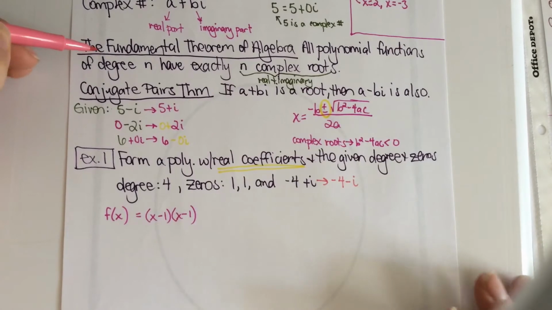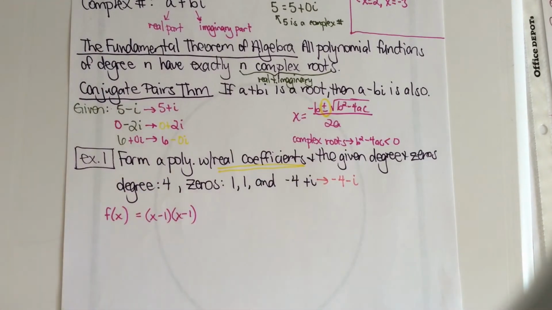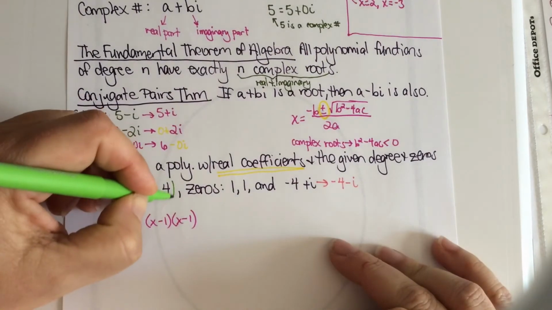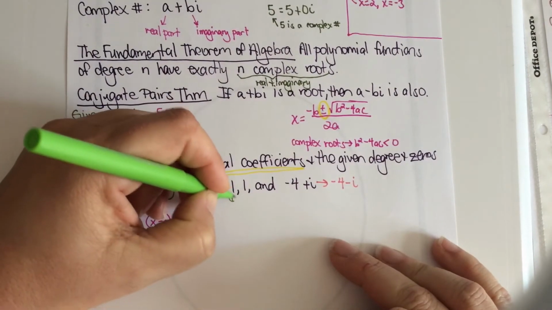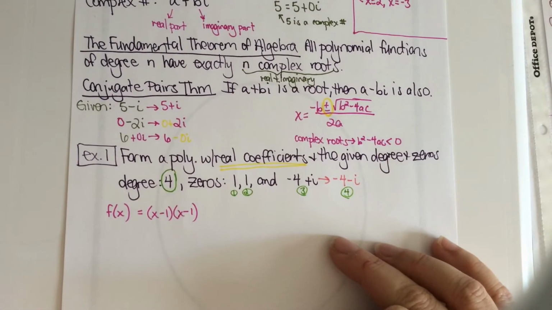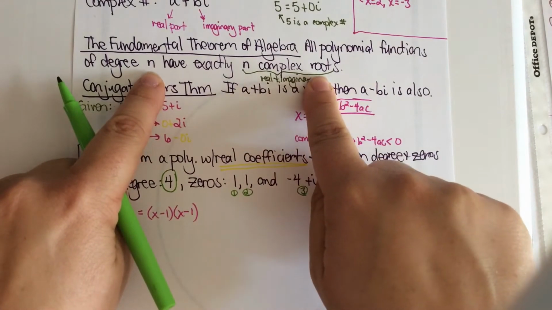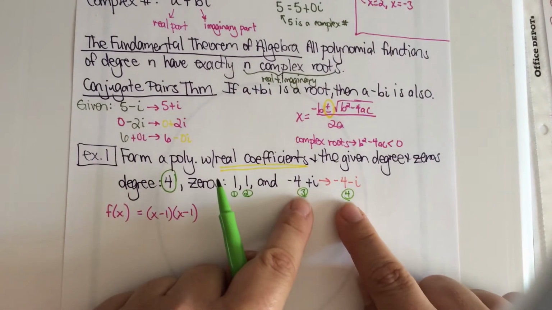This also shows me the fundamental theorem of algebra. This is degree, let me use a different color. Sure. This is degree 4, and I have 1, 2, 3, 4 solutions. Degree n, n solutions. All right, that should match. If you forget about this conjugate pairs theorem, everything's going to get messed up.